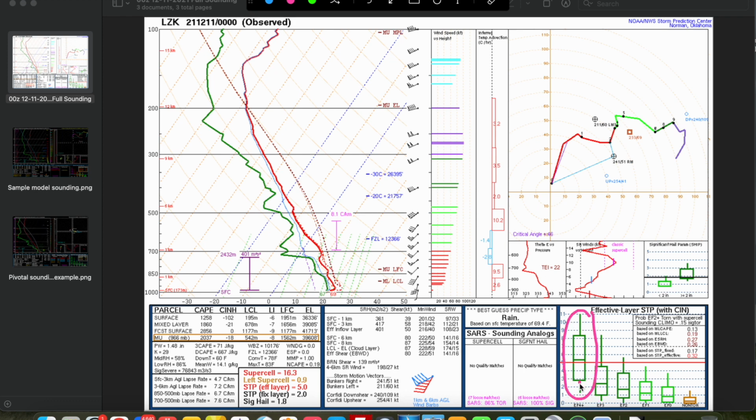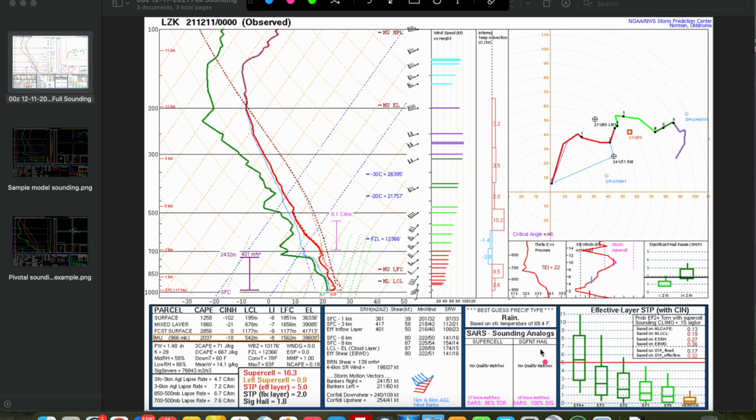This whisker is going to be our bottom 10th percentile, so the bottom 10% of STP values for all these cases for EF4 plus. Then this is going to be our top 10%, so above the 90th percentile. And this box is going to be our sweet spot for where most of the values happened. Most of the effective STP values for EF4 plus tornadoes are going to be in this box here. We call this the interquartile range. And then this line here is the median value of STP for EF4 plus cases.